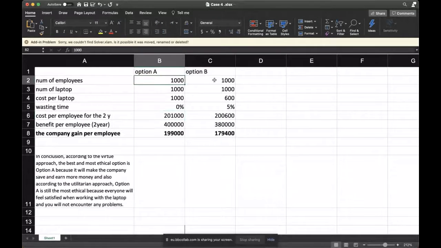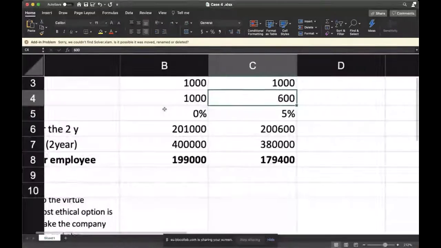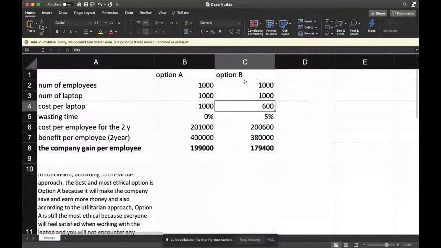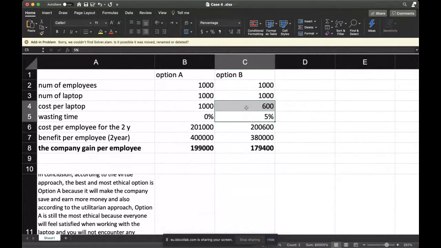Okay, so 1,000 employees. So there's 1,000 laptops and there's 1,000 employees. And there's two options. The first option, option A, is the laptops cost 1,000 euros and it's fast. However, option B, the laptops are less costly. They are 600 euros, but they are slower. And so, how much slower?